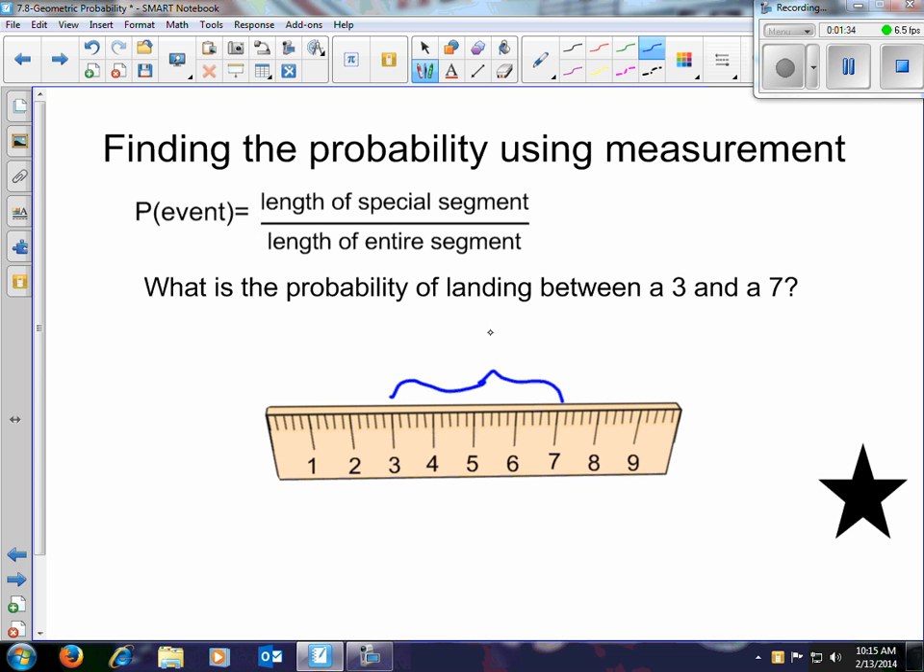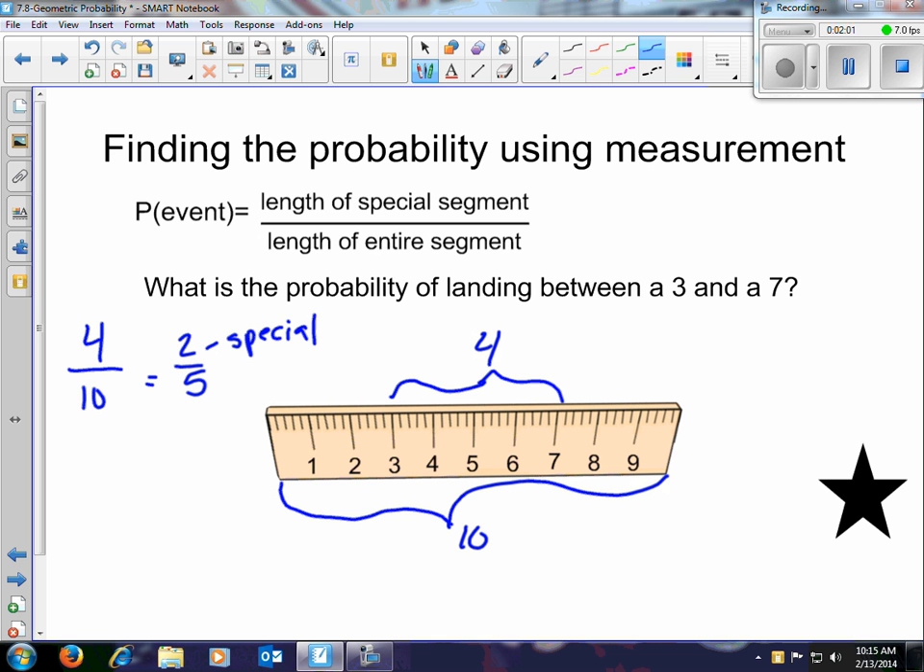And 3 to 7 is the length of 4. And our entire segment is this whole piece, which is going to be 10. So our probability is going to be our special, so our 4, divided by our total, which is 10. And this will reduce to 2 over 5. Now again, this is my special, and this is my total. So my probability is 2/5. That is my chances of landing on a number between 3 and 7.